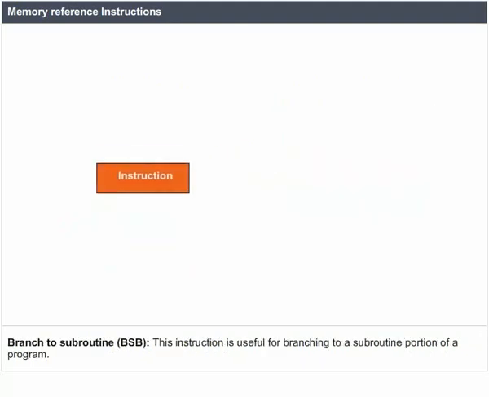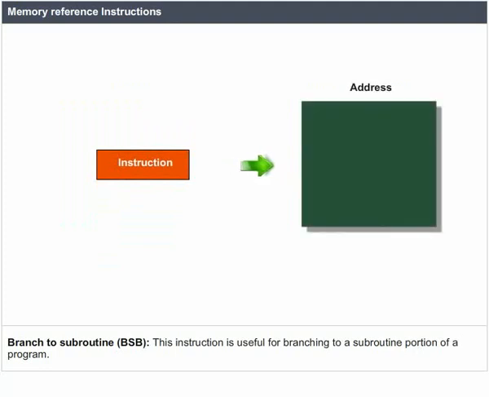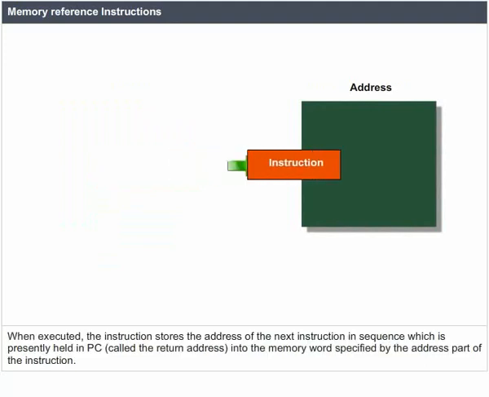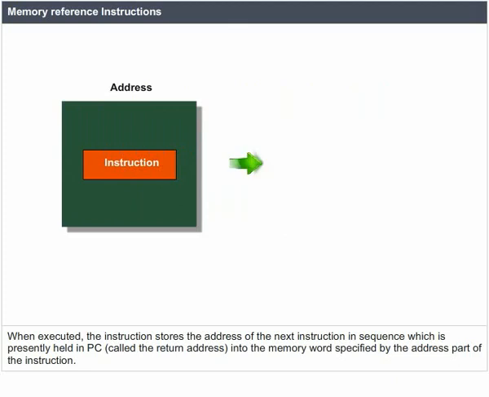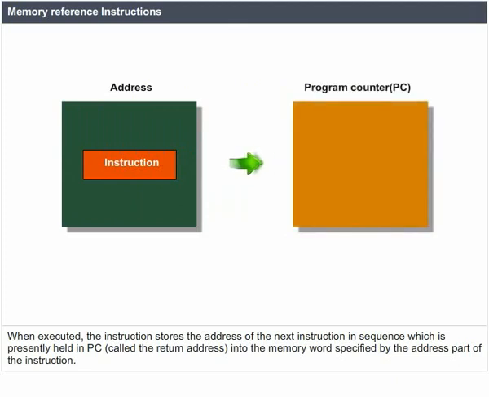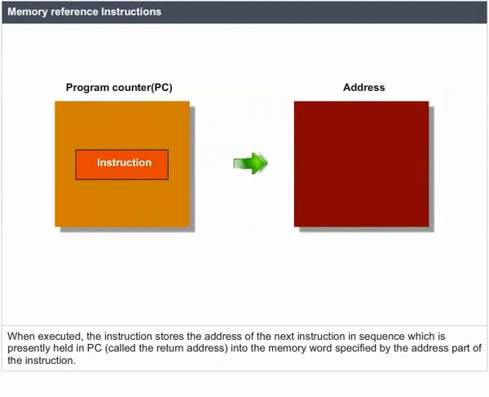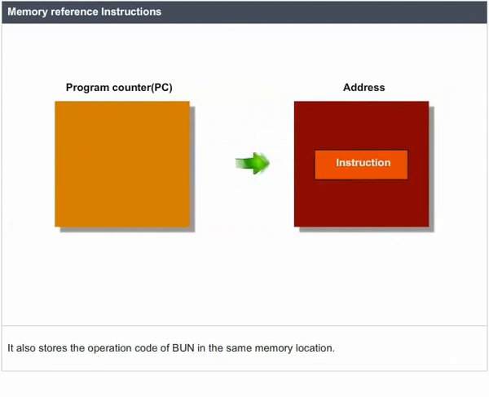Branch to subroutine, BSB. This instruction is useful for branching to a subroutine portion of the program. When executed, the instruction stores the address of the next instruction in sequence, which is presently held in PC, called the return address, into the memory word specified by the address part of the instruction. It also stores the operation code of BUN in the same memory location.